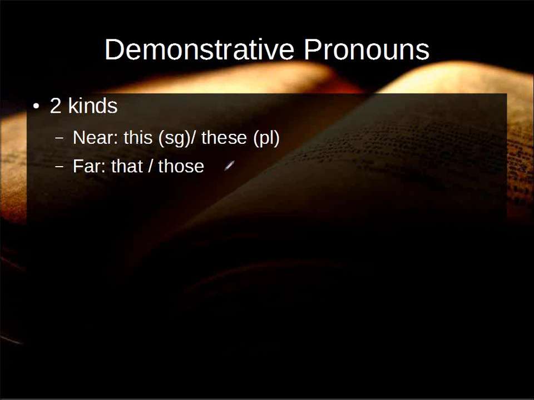They convey location. So for example, when you're saying things that are near to you, this laptop, this book, this pencil, and so forth, that's a demonstrative near pronoun. The plural of that is these pens, these students, these chairs, okay? The far pronouns are that and those: that table, that coffee mug, those books. Those are the far demonstrative pronouns, okay? So those are what demonstrative pronouns are. There are just two kinds.